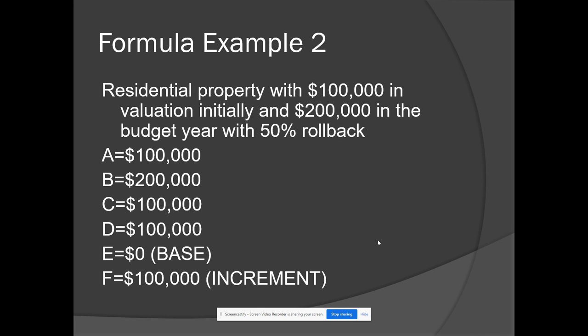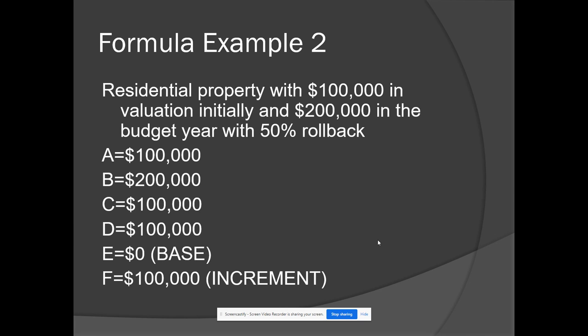Formula example 2, same thing, but with residential value. So we're looking at a different kind of rollback, right? So we started out with 100,000 for our frozen base. Say, several years later, it's now worth $200,000 in value in the budget year. And to make it simple for the math, we're going to say 50% rollback. We know it's a little bit more than that, but just for the ease of the math.